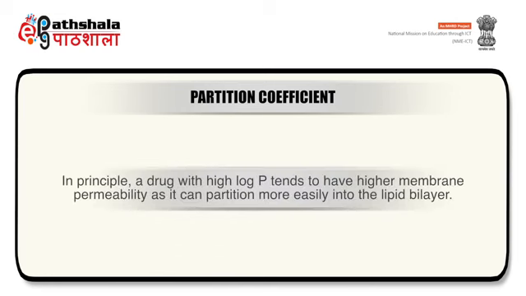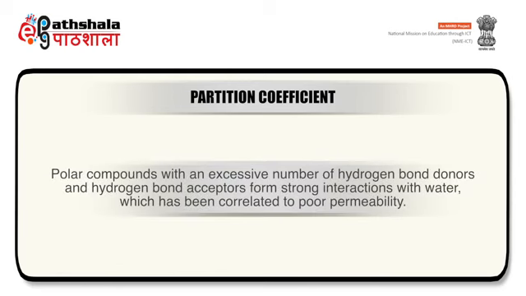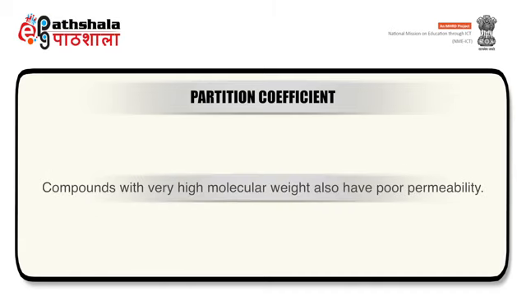In principle, a drug with high log P tends to have higher membrane permeability as it can partition more easily into the lipid layer. However, drugs with excessively high log P may become sequestered in the cell, with little improvement in permeability across the membrane. Polar compounds with an excessive number of hydrogen bond donors and hydrogen bond acceptors form strong interactions with water, which has been correlated to poor permeability. Compounds with very high molecular weights also have poor permeability.